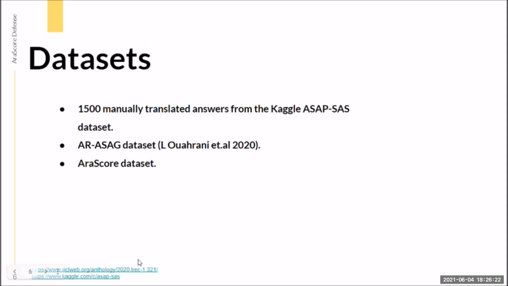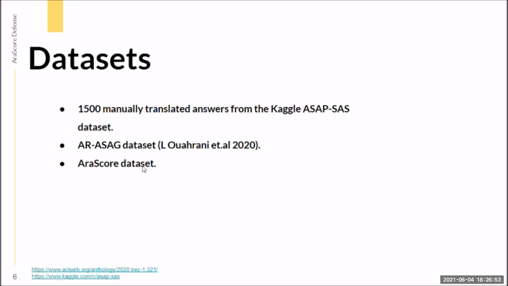In this project, we use 3 different datasets. First, we manually translate 1,500 answers from the Kaggle short answer scoring competition dataset. The second dataset is the Arabic automated short answer grading dataset. It consists of 2,000 answers approximately across 50 questions, I think. And finally, our new open source dataset, the AraScore dataset.